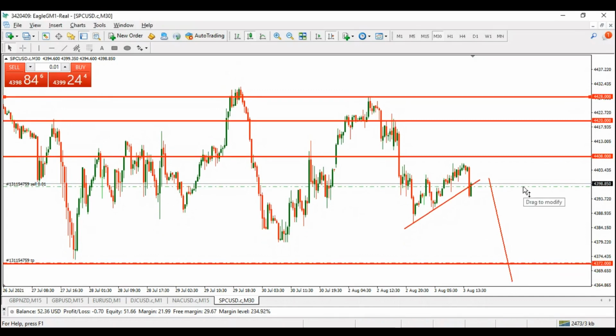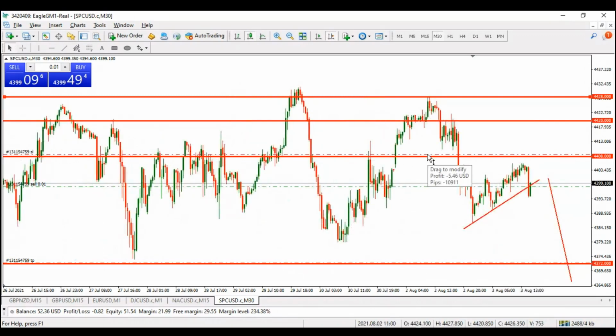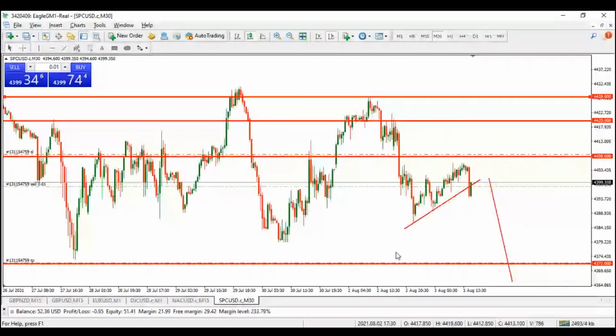And all I need to do now, nobody talked about stop loss, is put my stop loss above the pivot. So I put my stop loss above the pivot, and that means I'll be risking $5 to make $12. That's a 1 to 1.5 risk to reward ratio. That is good money, good money if it does play out the right way.